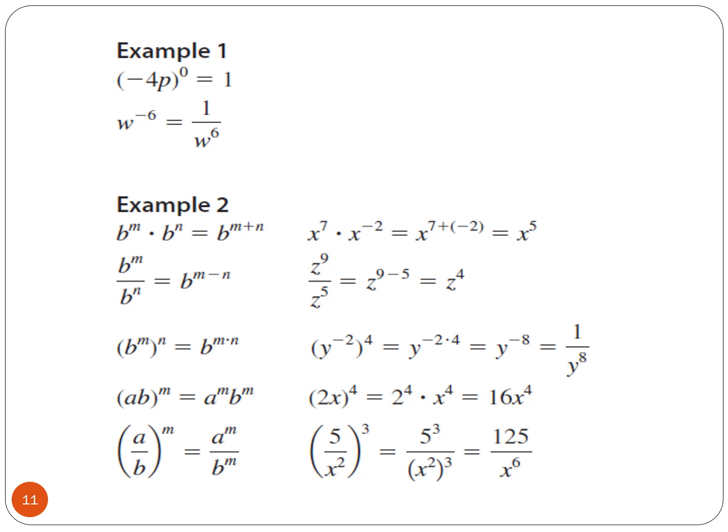For division, a over b raised to the power m is equal to a to the m over b to the m. Here is an example. 5 divided by x squared, everything raised to the power 3, is equal to 5 to the power 3 divided by x squared to the power 3. 5 cubed is equal to 125. For the denominator, you have to multiply the powers 2 and 3, so the result should be x to the power 6.